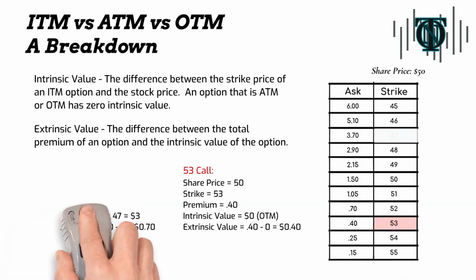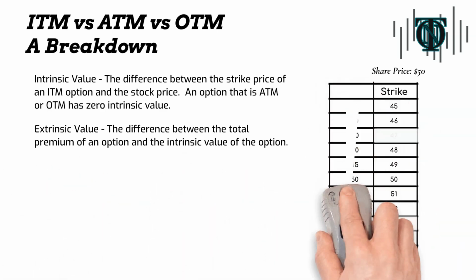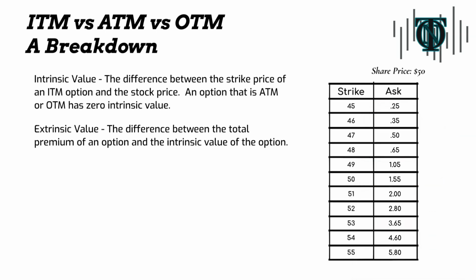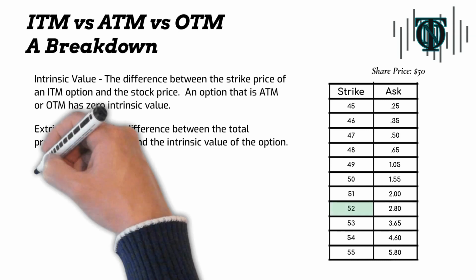But what about in the money versus out of the money puts? If you recall, the strike prices of the put options with a value higher than the stock price are in the money, and the strike prices of the put options with a value lower than the stock price are out of the money. Completely opposite of call options. Let's look at the 52 strike.